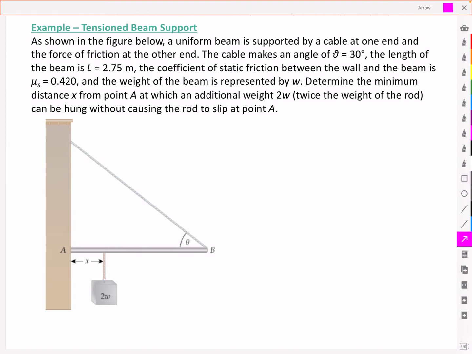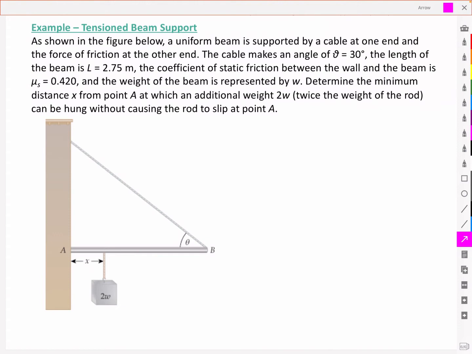The cable makes an angle of theta equal to 30 degrees. The length of the beam is 2.75 meters. The coefficient of static friction between the wall and the beam is 0.42. And the weight of the beam is represented by W. Determine the minimum distance x from point A at which an additional weight 2W, so twice the weight of the rod, can be hung without causing the rod to slip at point A.